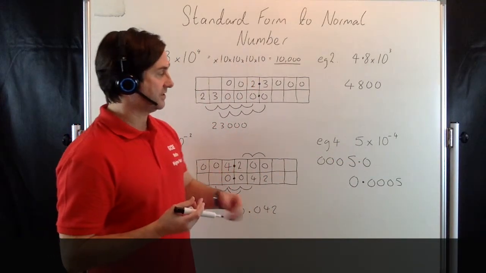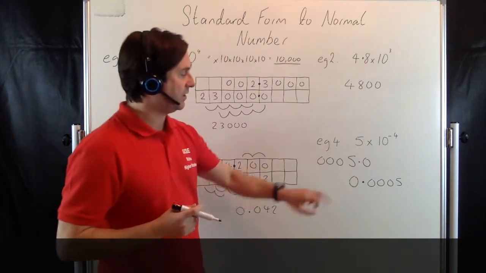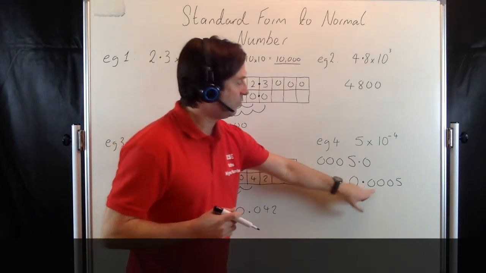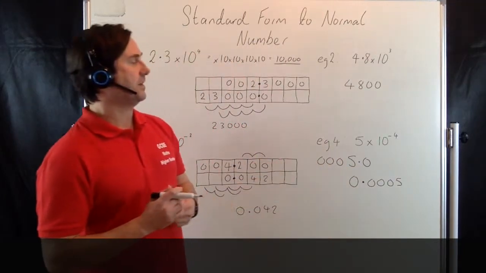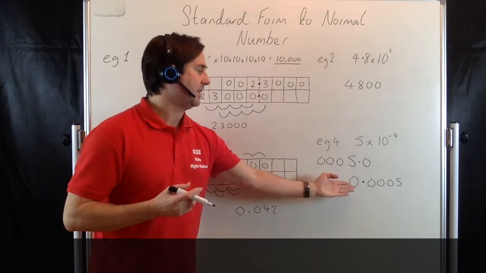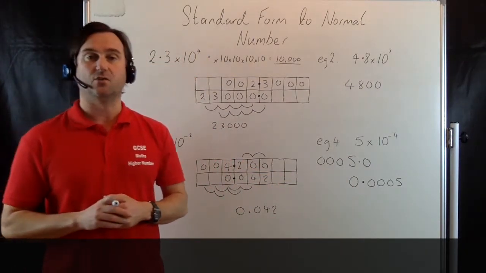Let's just check to see whether if we convert back, we're going to get to our -4. The decimal's there. We want the decimal to be after the 5. 1, 2, 3, 4 places. So 5 times 10 to the -4 gives us as a number there 0.0005 as its normal number.